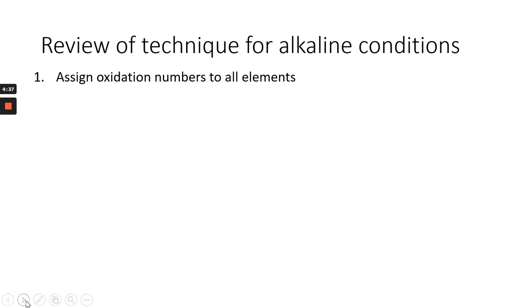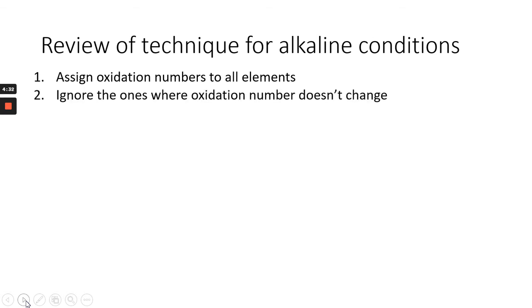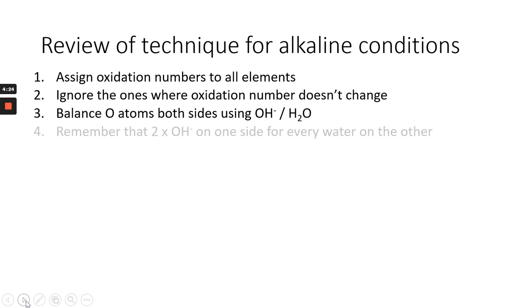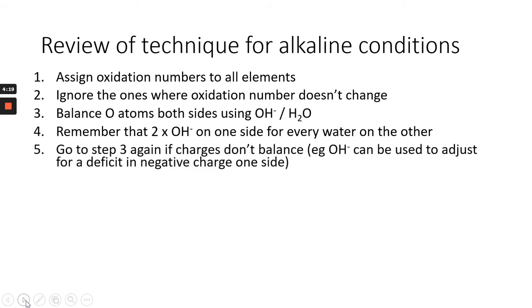You start by assigning oxidation numbers to all elements, as you'd expect, and then you ignore the ones where the oxidation number doesn't change. Then you can come back and balance the oxygen atoms both sides using hydroxide and water. So two hydroxides will balance one water because water has two hydrogens in it. You can go back to step 3 if the charges on the other side don't balance. So remember, hydroxide is negative, so it can be used to adjust for a deficit in negative charge on one side. And again, the only thing it affects is the water. So the water and the hydroxide can be played around with, leaving everything else alone.